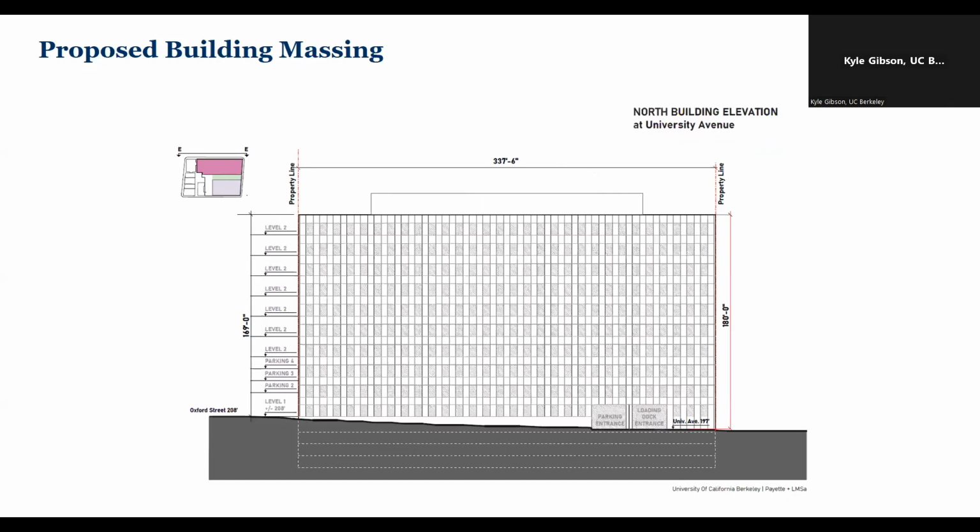This slide shows the massing of the north building looking south from University Avenue with Oxford Street to the left or east. Again, the roof line, not including the rooftop mechanical equipment, could reach 180 feet above the sidewalk to the west here, and then to the east, because there's an approximately 11-foot drop in slope from east to west, could be up to 169 feet above the sidewalk.